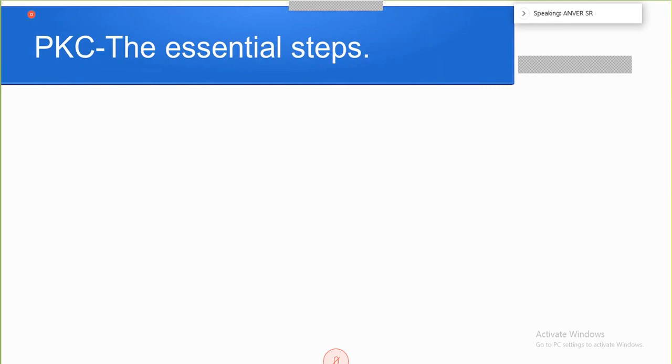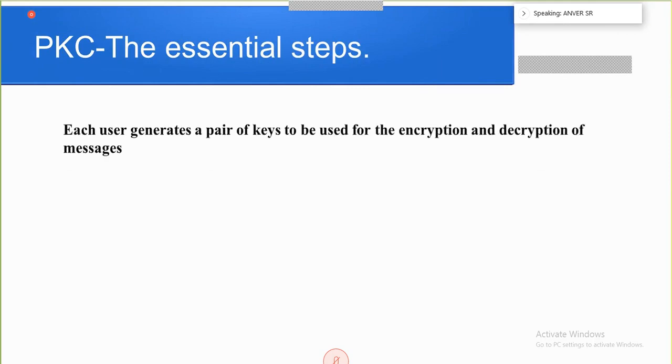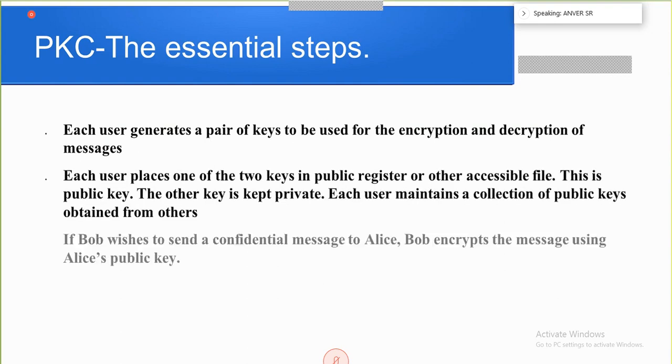Next one. So the essential steps in a public key crypto system. This asymmetric crypto system is also known as a public key crypto system. That is why I wrote it as PKC, public key crypto system.